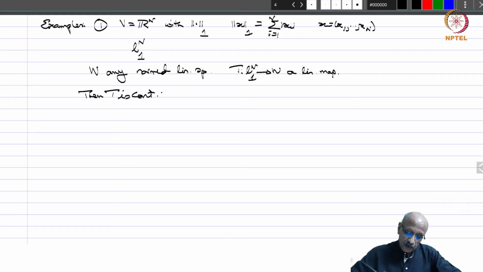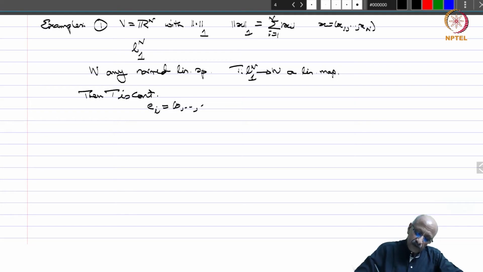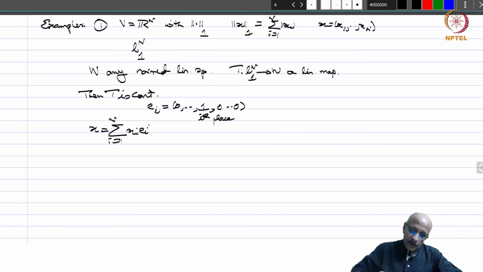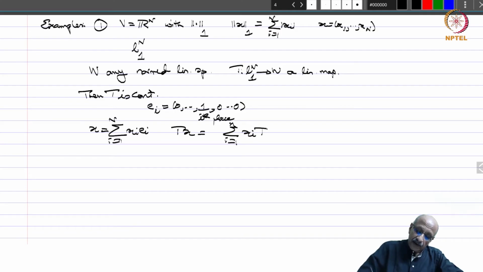So how do we show this? Let us take e_i to be the standard basis vector. So this is 1 in the ith place and 0 elsewhere. Then every x can be written as sigma i equals 1 to n x_i e_i. Therefore Tx, by linearity, is sigma i equals 1 to n x_i T e_i.